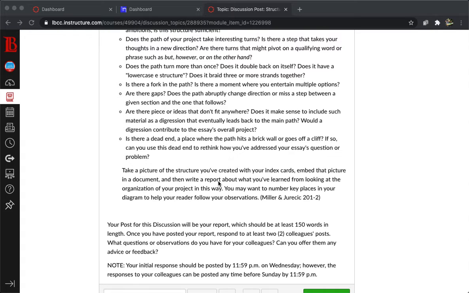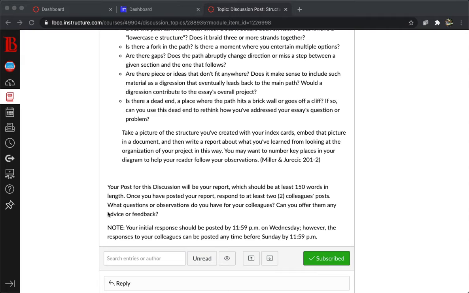Okay, so the post that you put to the discussion board, you want to include the photo of your index cards. And then you're going to write a report about what you've learned from looking at the organization of your project in this way. You may want to number key places in your diagram to help your readers follow your observations. So now here's done with the quoting of the book, and now here's me.